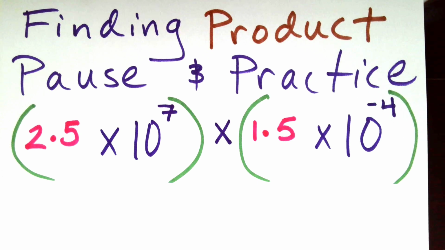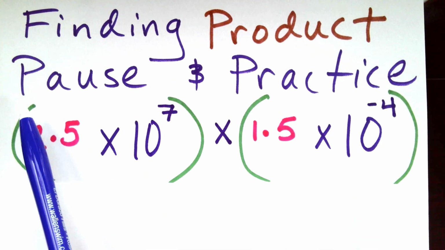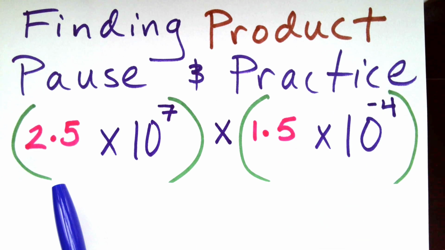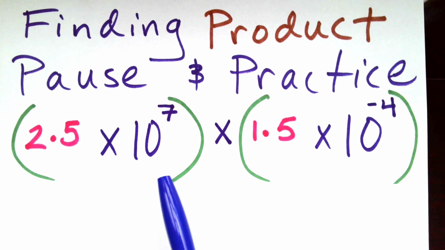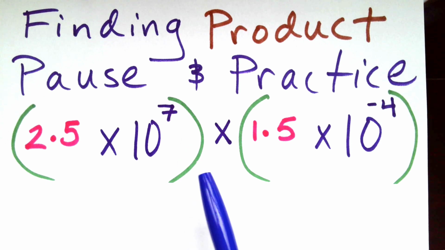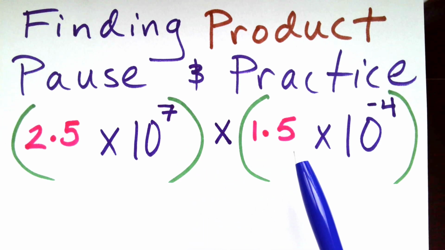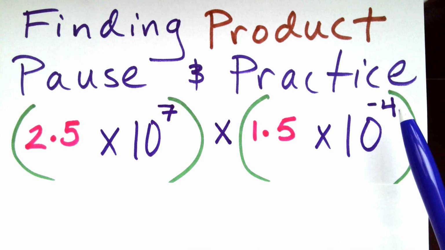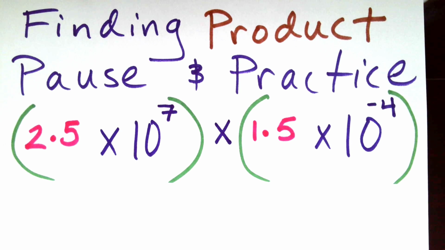This is part 18 video where you're going to pause and practice the problem you see here in front of you. Finding the product, pause and practice. We have coefficient 2.5 times 10 to the positive 7 times coefficient 1.5 times 10 to the negative 4. What is the first and then the second step in order to solve for the product? I'll be right back with that answer.